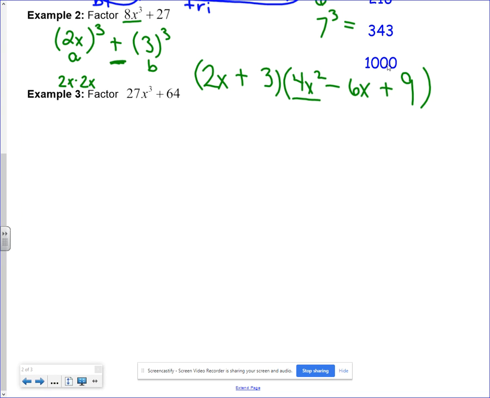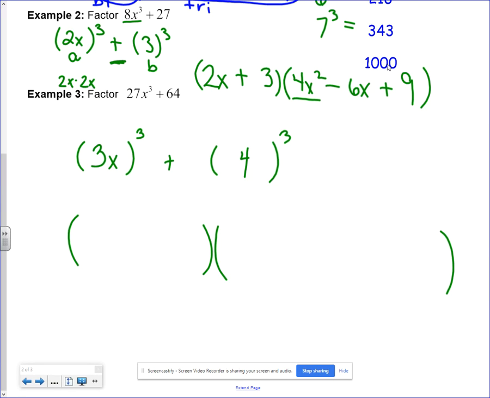So we got 27x cubed plus 64. So look for a GCF. Is there something that goes into both of these terms? No. So now let's see, what do we have? Do we have perfect cubes or perfect squares? We got perfect cubes. So 27x cubed can be written as the quantity 3x to the third power. 64 is 4 to the third power. We got a plus sign in between. So we're going to factor it.